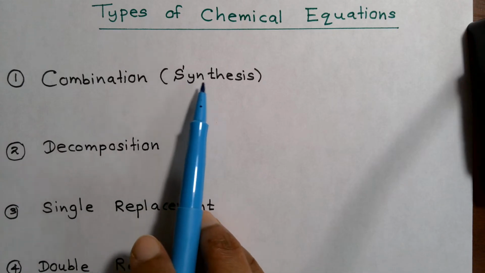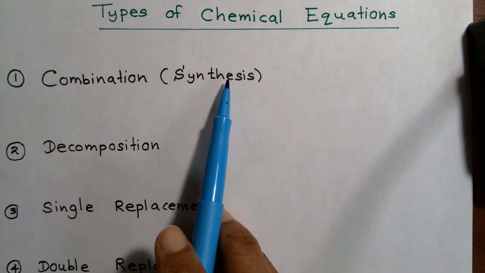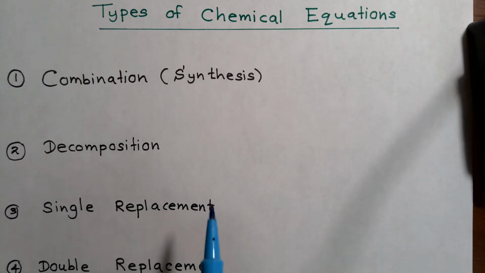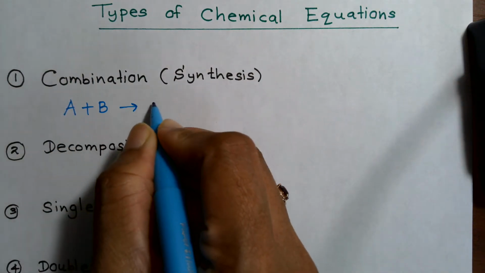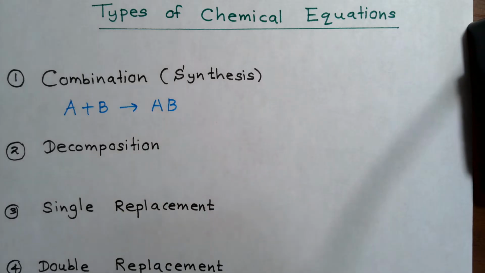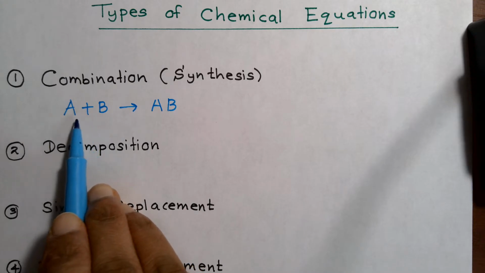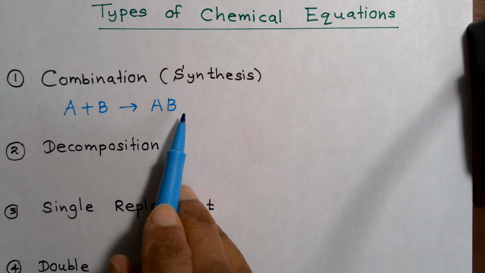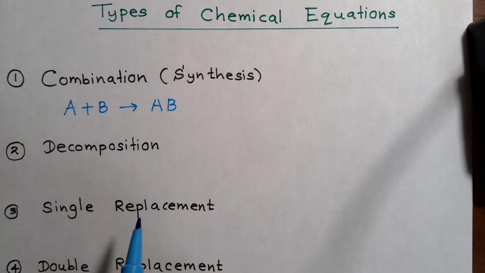Like the name implies, synthesis means something we can make. Another chemical compound is being made. For example, A plus B will react to form AB. This is the format for the synthesis or the combination reaction. The definition is when two or more reactants combine or join together to make one single product. We call it combination reaction or synthesis reaction.